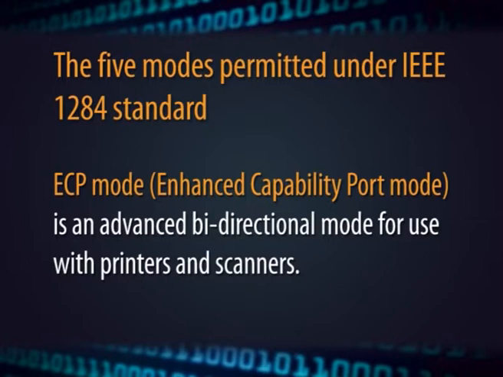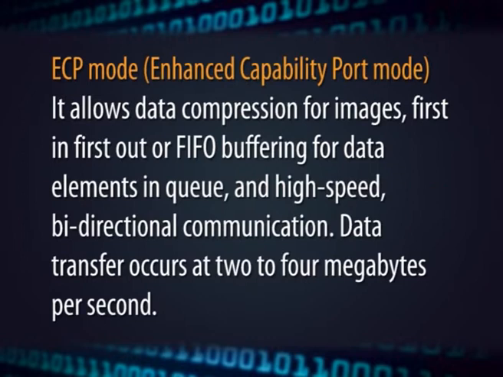4. ECP mode, Enhanced Capability Port mode, is an advanced bidirectional mode for use with printers and scanners. It allows data compression for images, first in first out, or FIFO, buffering for data elements in queue, and high speed bidirectional communication. Data transfer occurs at 2 to 4 megabytes per second. An advanced feature of ECP is channel addressing.